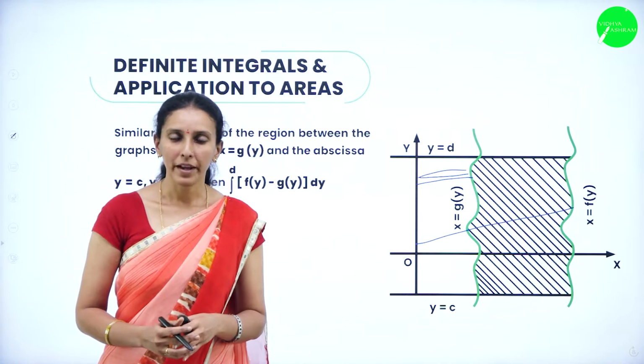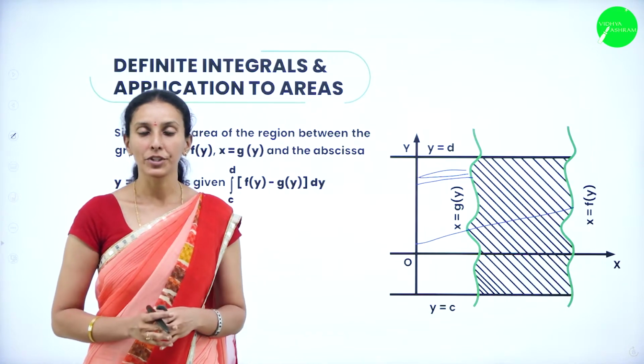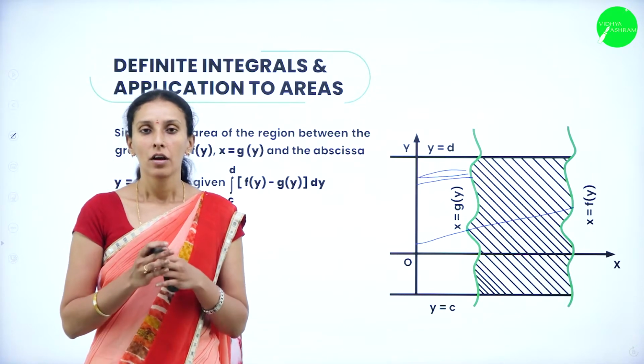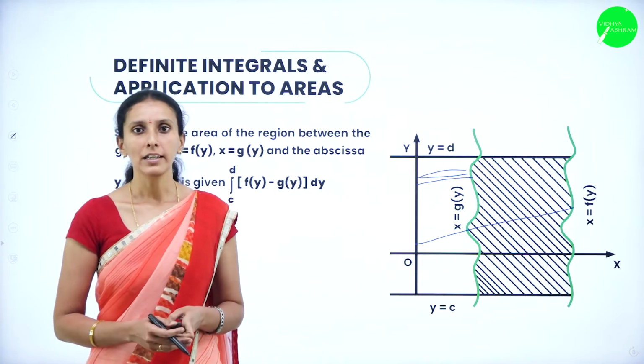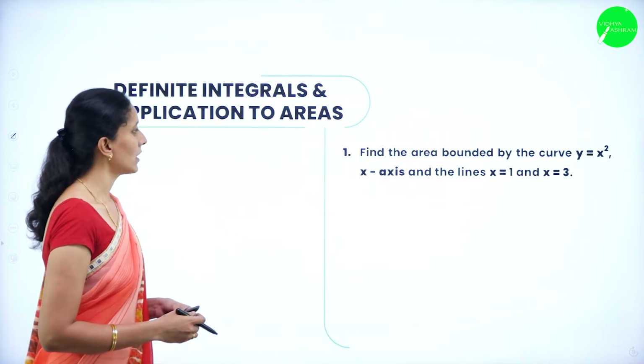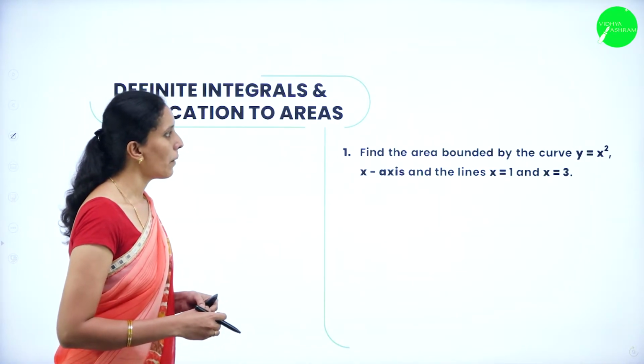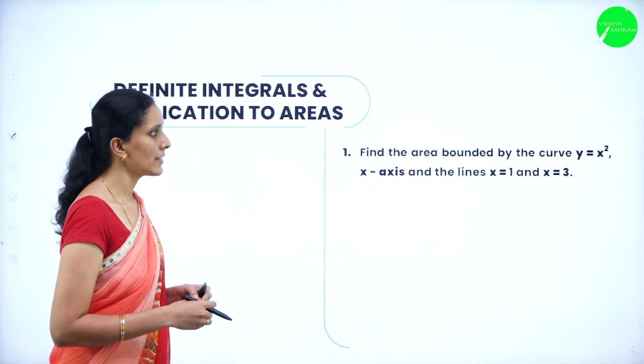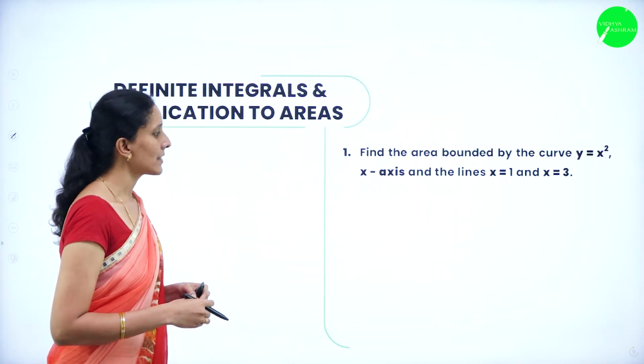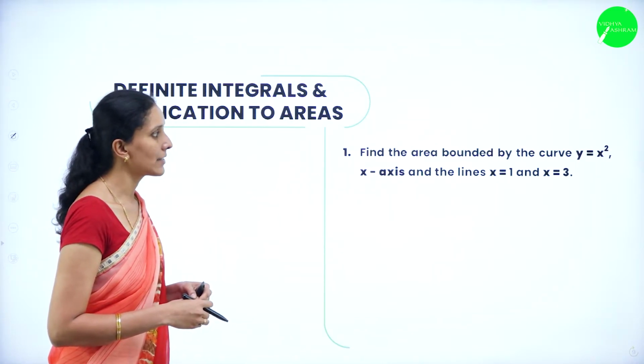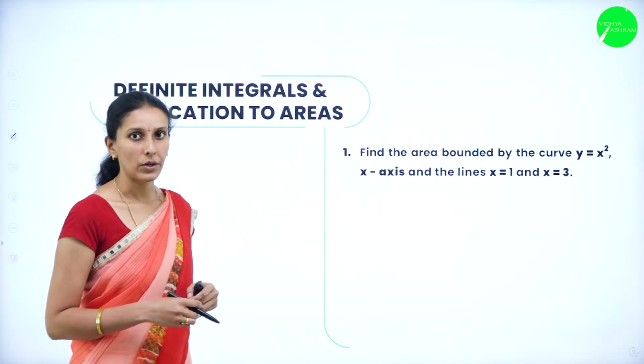In your examination, you will have a 5 marks question to find the area of a curve, or the area of a curve and a line. So let's look at the question. Find the area bounded by the curve y is equal to x square, the x axis, and the lines x is equal to 1 and x is equal to 3.